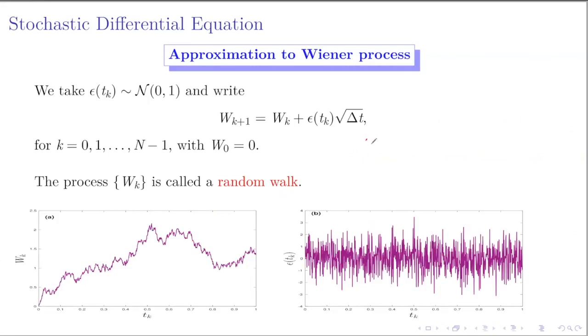In fact, we can simulate this random walk in the procedure which I explained previously. That is, you start with W_0 equal to 0, that is what you can see here, and then you take W_1 as W_0, which is 0, plus you generate a random number which you call epsilon(t_0) times root delta t, and that is what you take as W_1. Then W_2 is again W_1 plus another random number which you call epsilon(t_1), which is normally distributed with mean 0 and variance 1, times root delta t. You can use any software like MATLAB to generate such random numbers. Like that, you can go on in time with some discrete time level to generate this random walk sample.